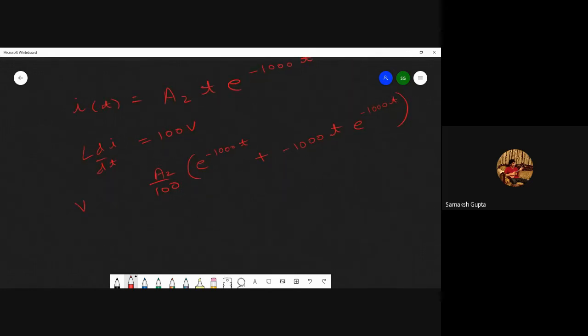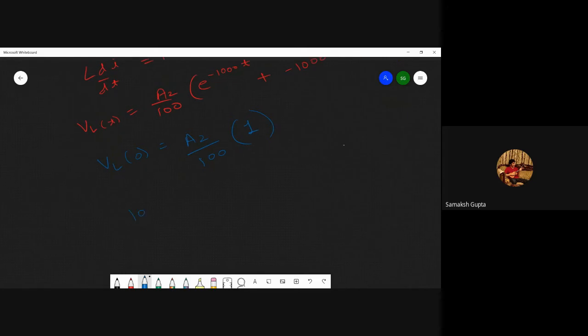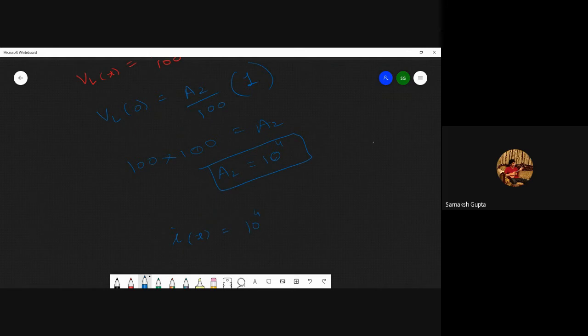Now this is VL of t. So now we need to evaluate this also at 0 plus, which is basically 0 only. If we put in 0, we will get A2 over 100 into 1. So VL of 0, we found that this was 100. So into 100 is equal to A2. So your A2 becomes 10 to the power 4. So in general, the expression of current becomes 10 to the power 4 t e to the power minus 1000 t.